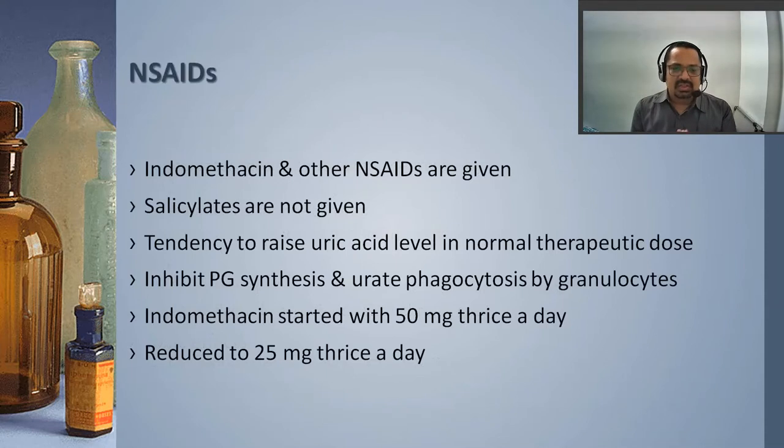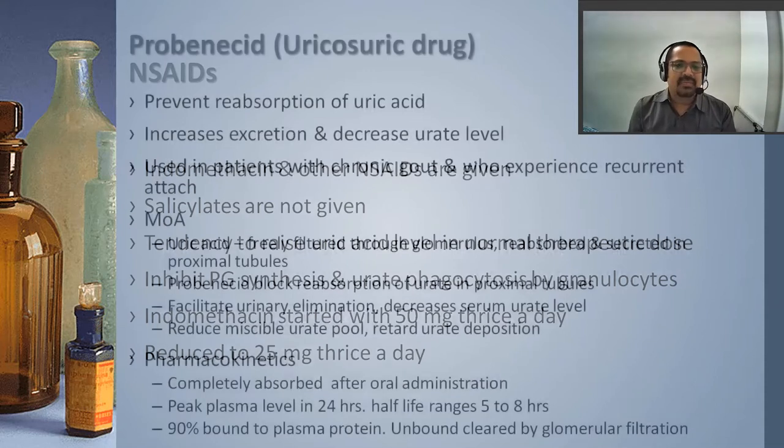The next category of drug is the NSAIDs, and from that, indomethacin and other NSAIDs are given. Salicylates are not preferred because in the normal therapeutic dose they raise the uric acid level, so they are not given. Indomethacin and other NSAIDs inhibit prostaglandin synthesis and urate phagocytosis by the granulocytes. Indomethacin is started at a dose of 50 milligrams thrice daily, and then gradually reduced to 25 milligrams thrice daily.